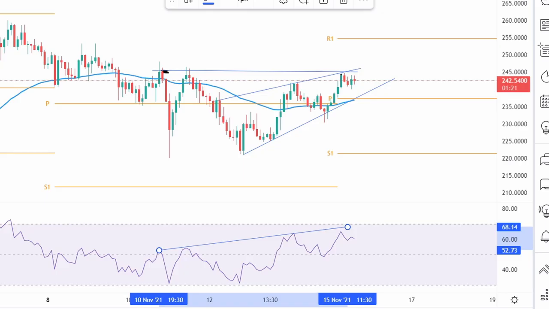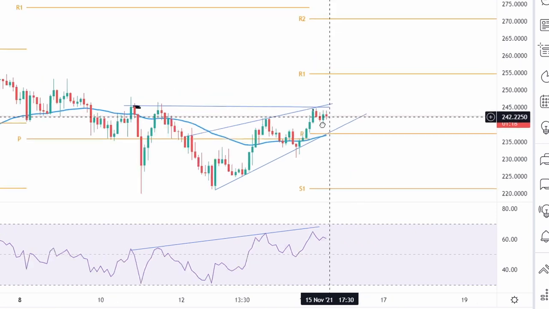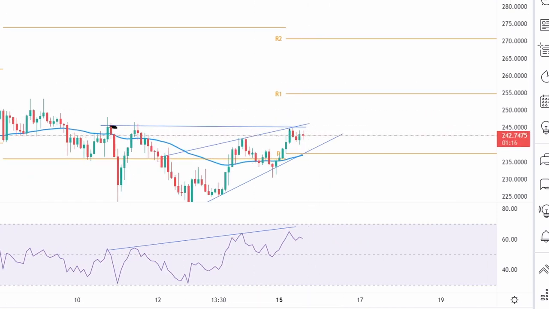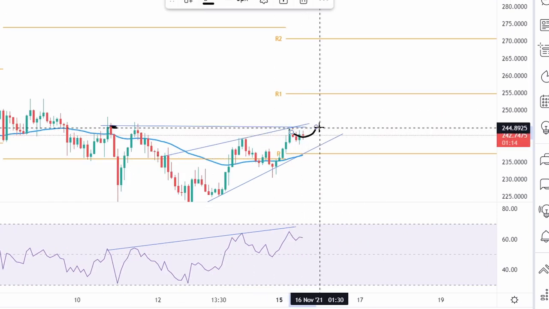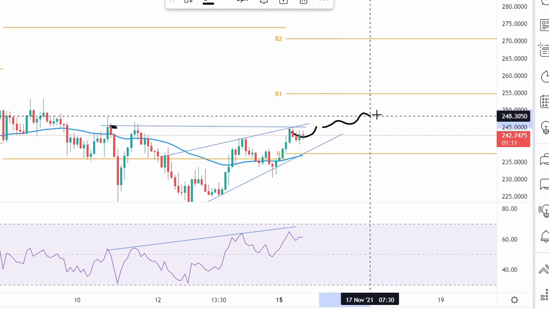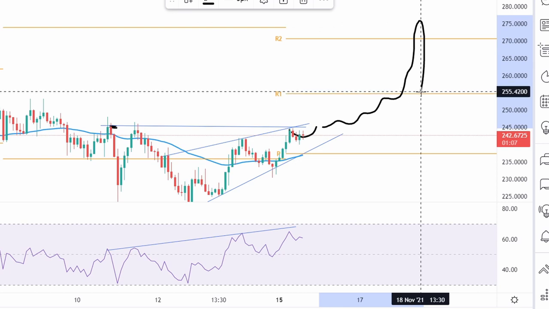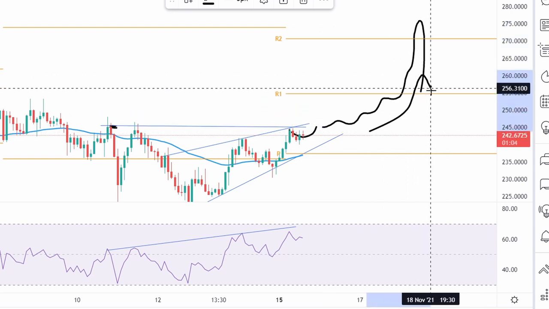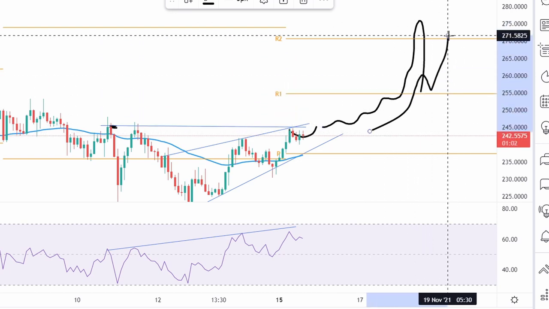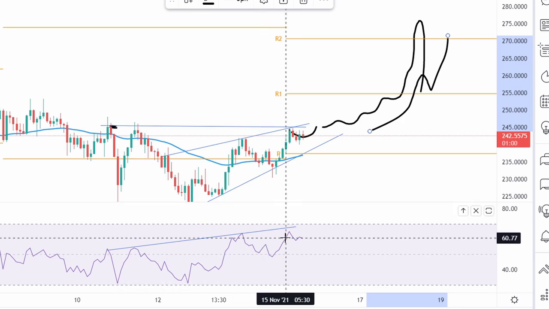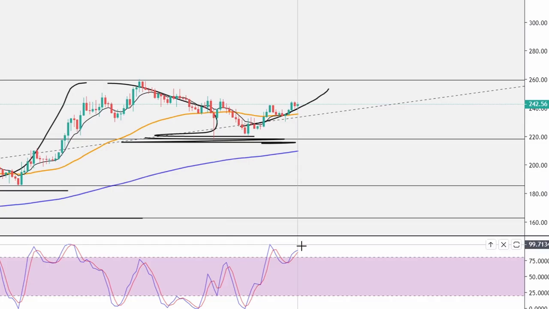And the next resistance, obviously, if it breaks this resistance, the next obvious target, it can go like this and then directly break the second one, or else it can go like this, take a support, and then boom, see you later. Because RSI is going up and stochastic RSI is also going up.